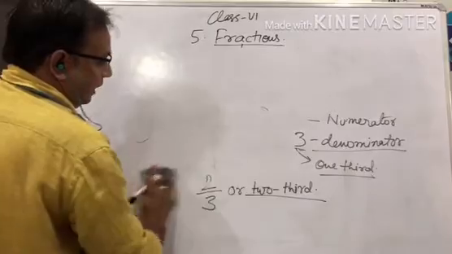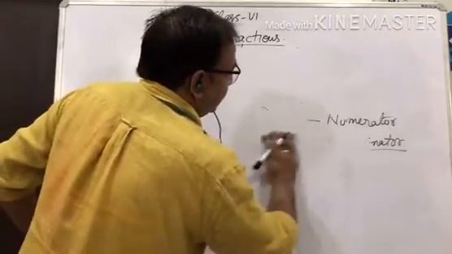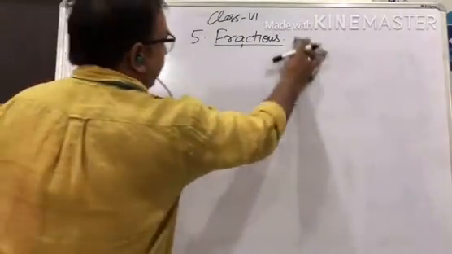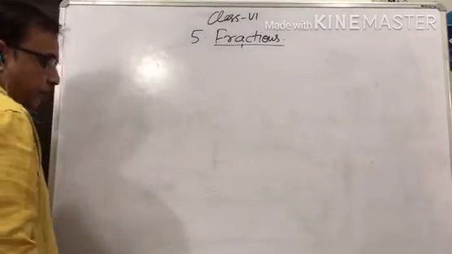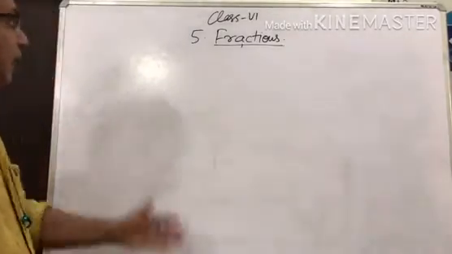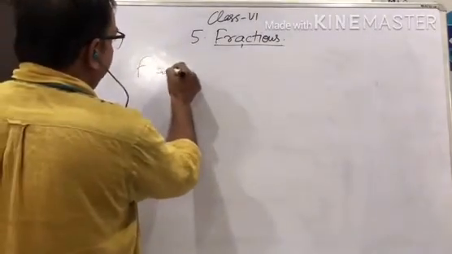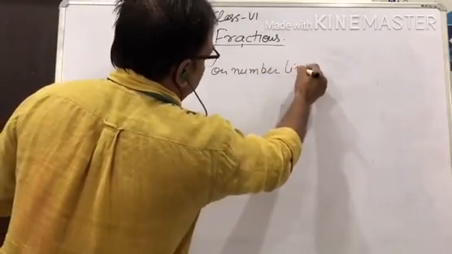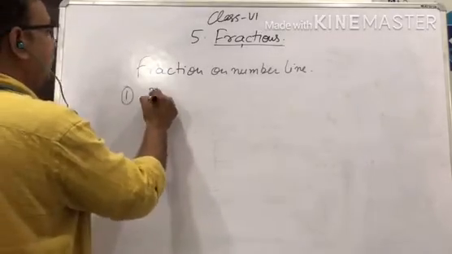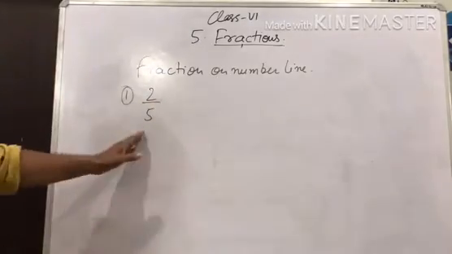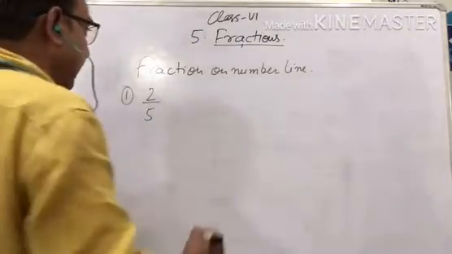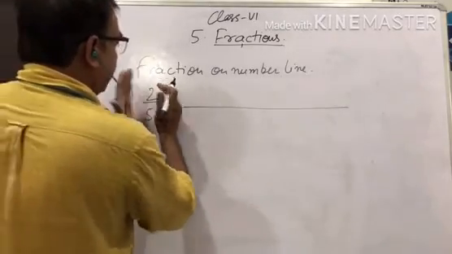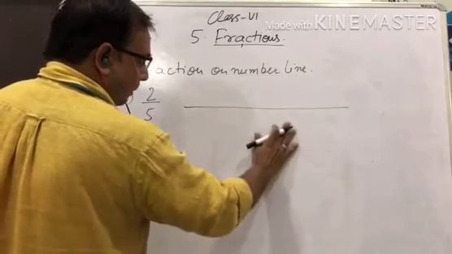Now see, now I tell you how we can represent the fraction on a number line. This is not new for you, I know, because you already read it in class 5. So now the next topic is fraction on number line. Suppose our fraction is 2 by 5 and we have to represent 2 upon 5 on a number line. We just draw a line. This is a positive number.